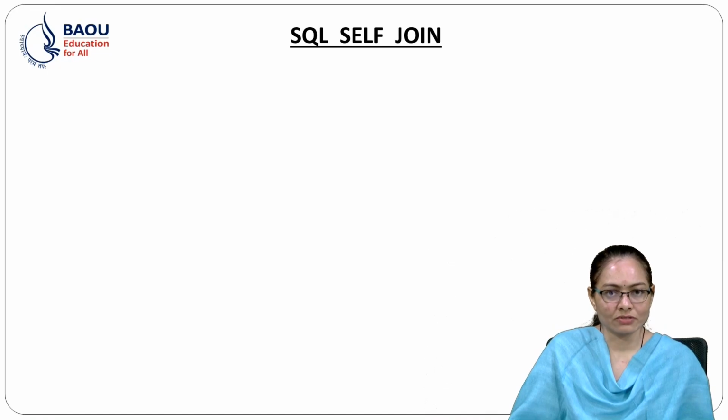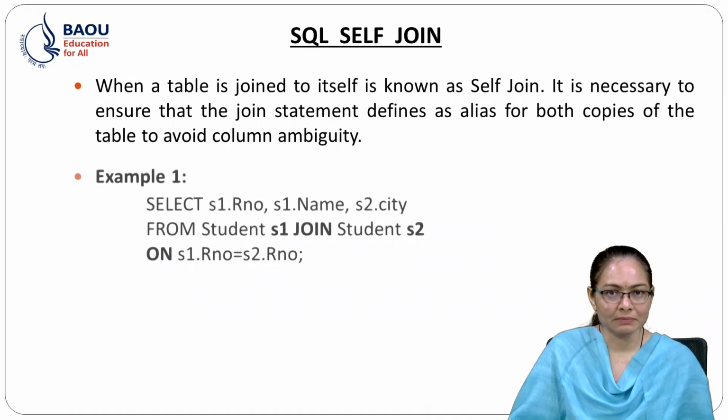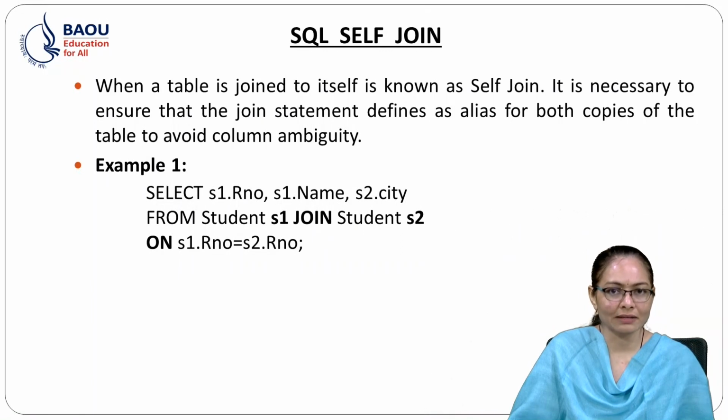Now SQL self join. When a table is joined to itself, it is known as a self join. It is necessary to ensure that the join statement defines aliases for both copies of the table to avoid column ambiguities. Here in the example, S1 and S2 are the aliases of the student table. For example, select S1. S1 is the alias of the student table and S2 is also an alias of the student table.